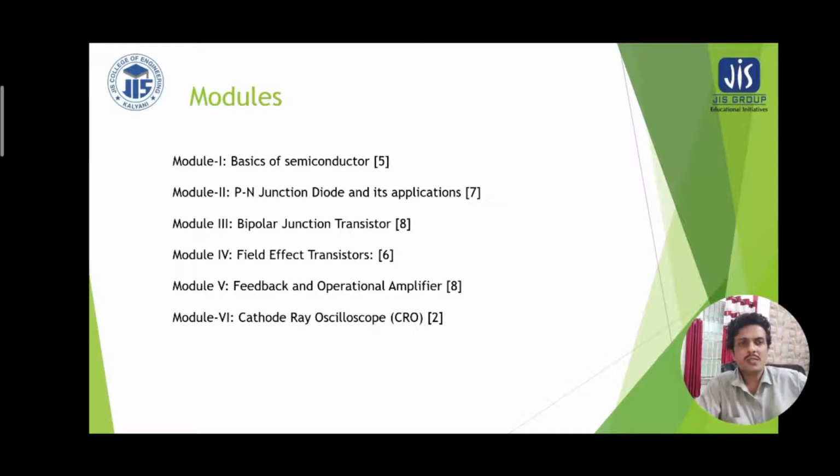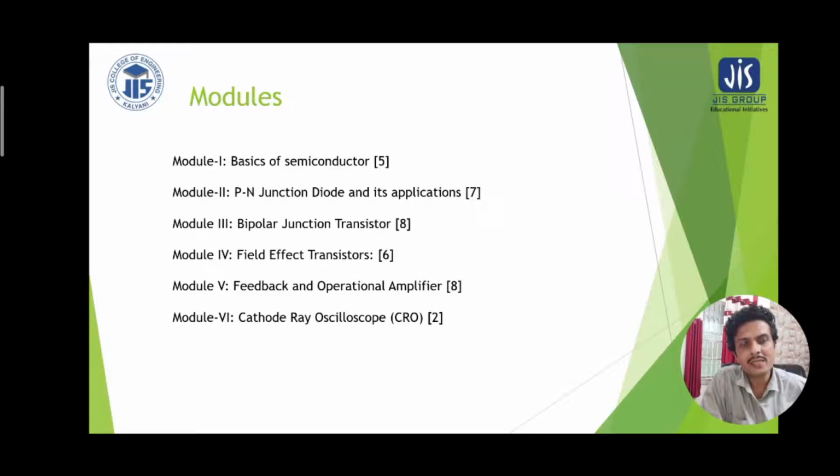This course is comprised of 6 number of modules. Each module has a limited number of classes: 5 classes are assigned to module 1 on basic semiconductors, and 7 contact hours to module 2 on PN junction diode and its applications.